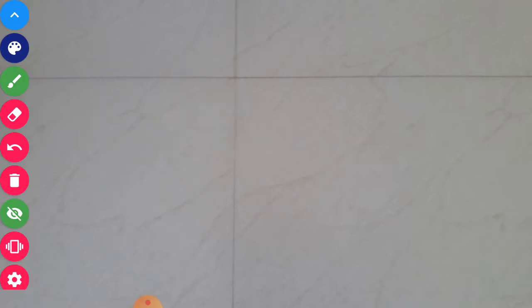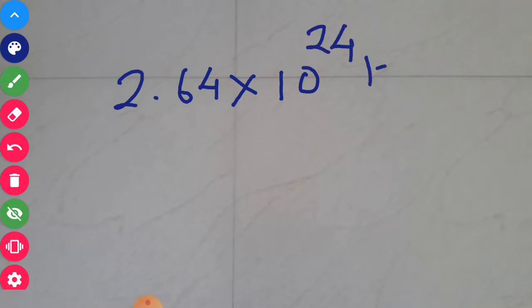Now if you have, for example, 2.64, it is written as 2.64 times 10 to the power 24 kg mass.